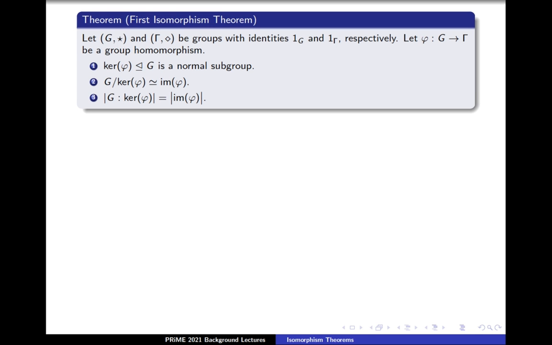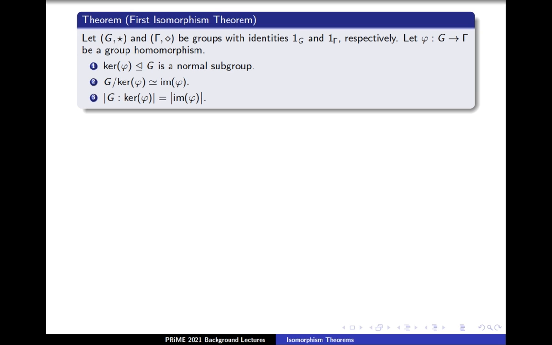Let's let G with star and gamma with diamond be groups with identities 1 sub G and 1 sub gamma respectively, and let phi from G to gamma be a group homomorphism. First, the kernel of phi is a normal subgroup of G. Second, since it's a normal subgroup, we can look at this quotient, G mod the kernel of phi, and the first isomorphism theorem says that this quotient is isomorphic to the image of phi.